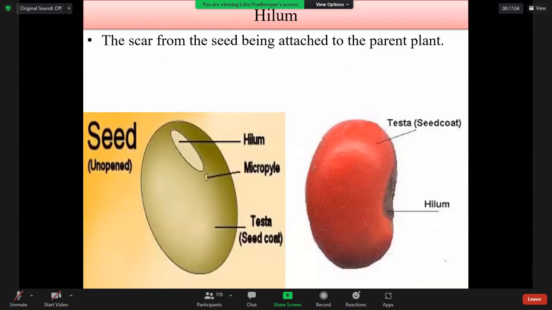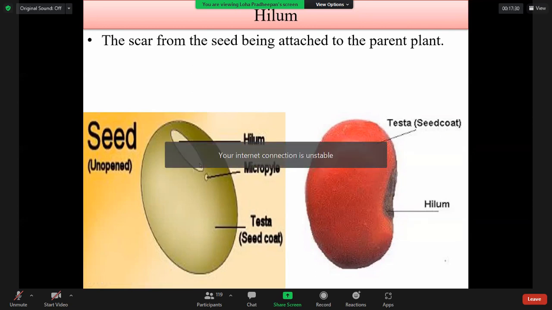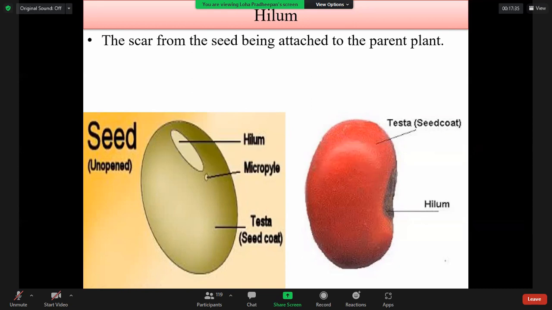This is the mark or scar from where the seed was attached to the parent plant. That means in the pods, how it is attached, that is the hilum. We are able to see a small white colored portion, that is the hilum. This we mainly see in the dicot plant.